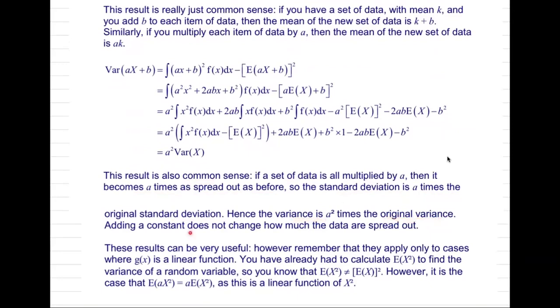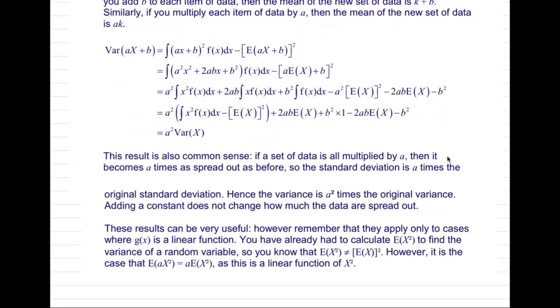Adding a constant does not change how much the data are spread out. That means variance is not affected by plus or minus. It is only affected by multiplication or division. These results can be useful. However, remember that they apply only to cases where g(x) is a linear function.